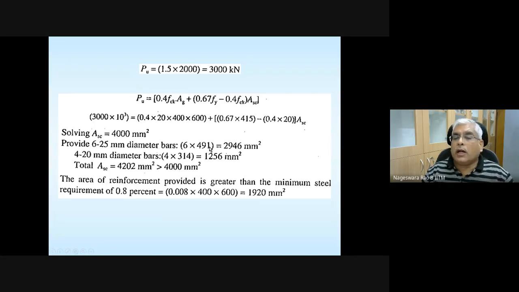And also here a combination is used, 25 mm bars and 20 mm bars. Okay, 6 25 mm bars and 4 20 mm bars. And finally, whatever area of steel is provided is checked whether it is greater than whatever is required.